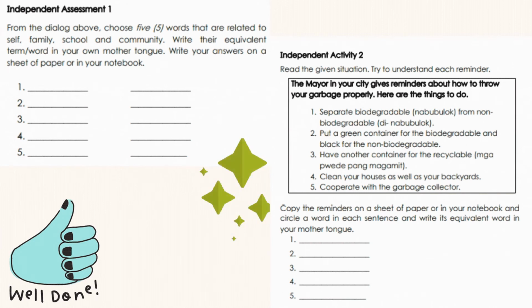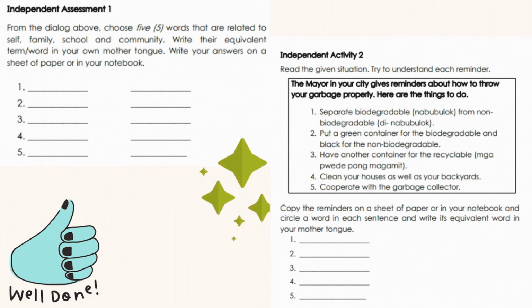For independent activity 2, read the given situation. Try to understand each reminder. Here is the reminder. The mayor in our city gives reminders about how to throw your garbage properly. Here are the things to do. Number 1, separate biodegradable, nabubulok, from non-biodegradable, di nabubulok. Number 2, put a green container for the biodegradable and black for the non-biodegradable. Number 3, have another container for the recyclable, mga pwede pang magamit.